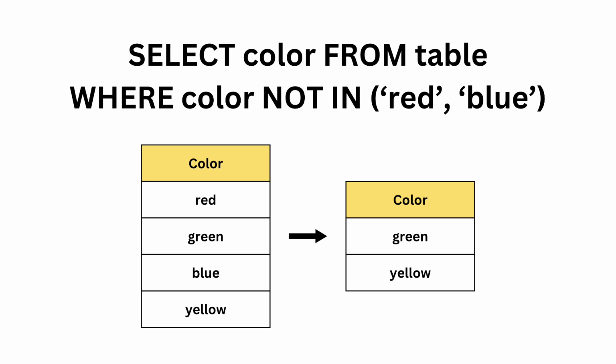Keep in mind you can also combine this with the not operator to essentially do this excluding these values. So where color is not in red or blue. It's essentially every color that is not red or blue. Let's go ahead and quickly see some examples in pgAdmin.